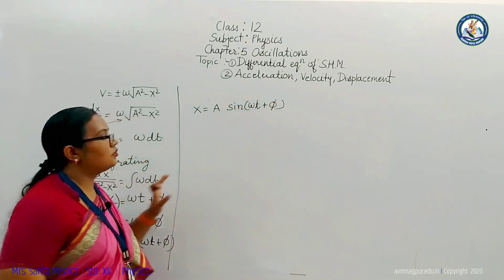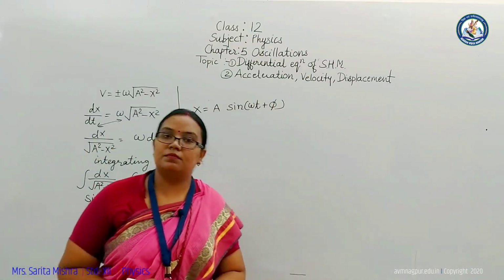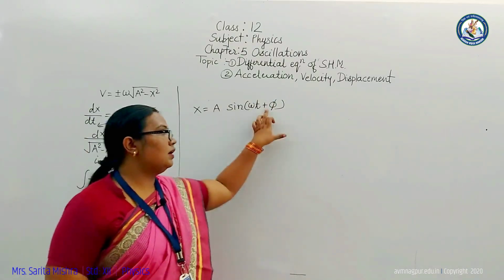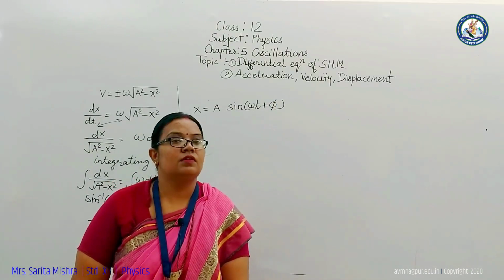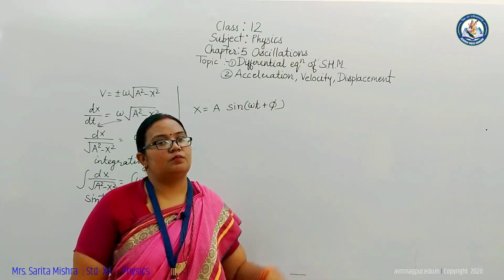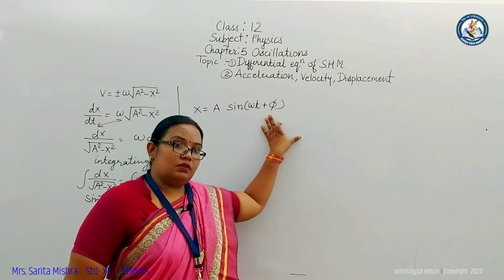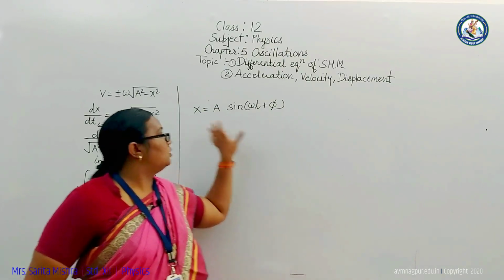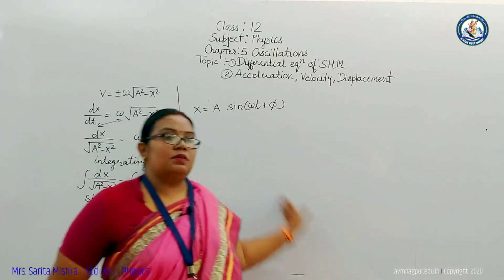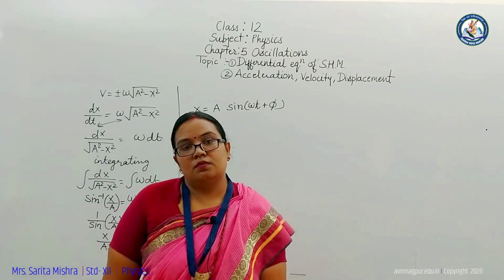So this is the expression for the displacement of simple harmonic motion, and this phi depends upon the initial condition of the oscillation. Sometimes at the initial state we can set the epoch, and this phi gives the idea about the position of the oscillating particle. So this is all about the displacement of simple harmonic motion.